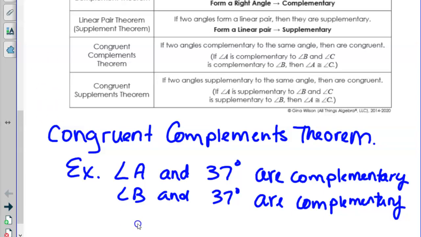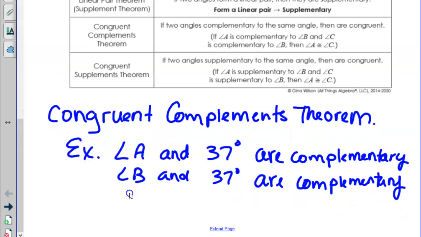Why would that be? Somebody explain that to me. Wait. Repeat that one more time. Okay. So angle A and an angle whose measure is 37 degrees are complementary. Also, angle B and an angle whose measure is 37 degrees are complementary. Why do I know A and B are congruent? Because the other angle is 37 for both. Yeah, so what would angle A have to be?